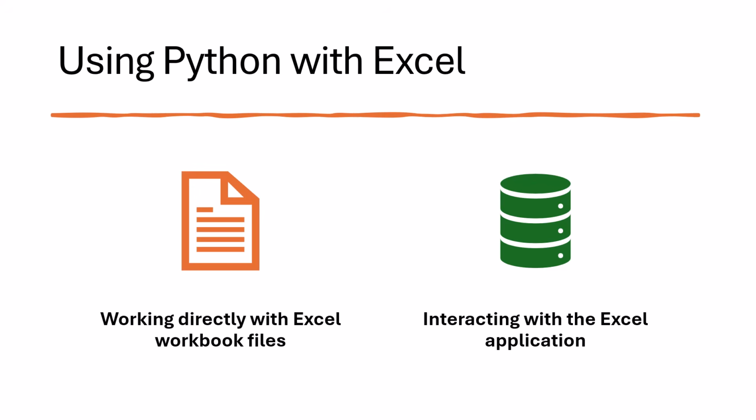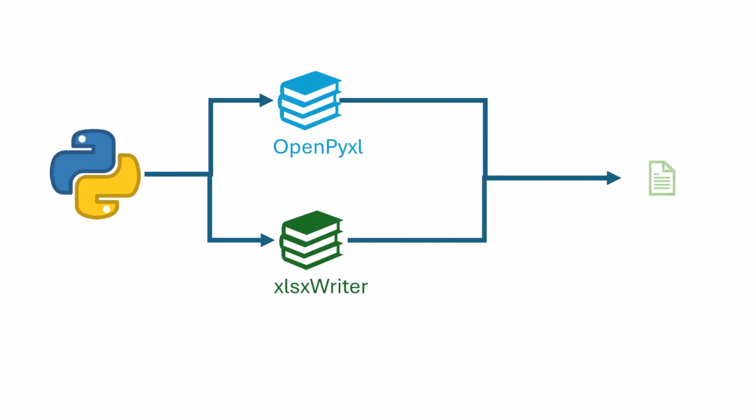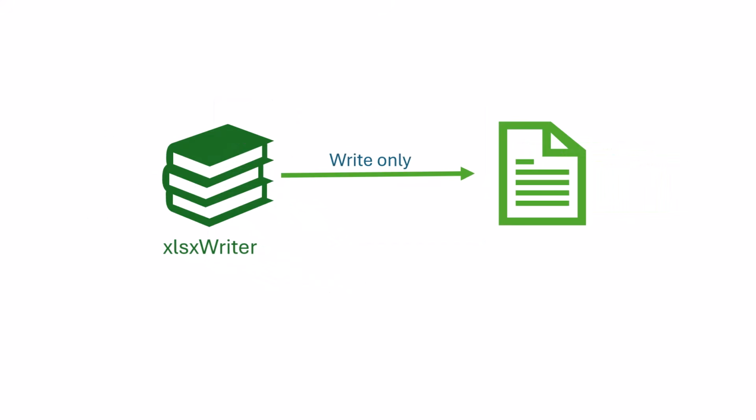Now if we're working directly with the files, then there are two main libraries that make this possible: XlsxWriter and OpenPyXL. Now the Writer library is optimized for writing data to files. It's ideal for handling large data sets due to its fast write speeds. However, as the name suggests, it's limited to writing and cannot edit or read existing files.